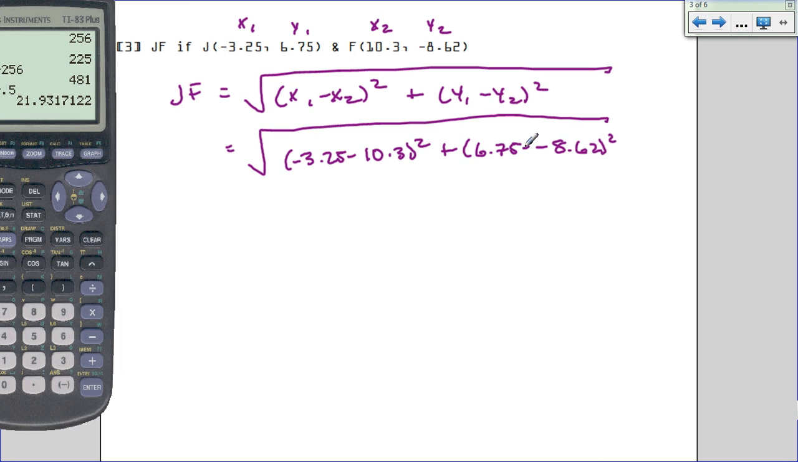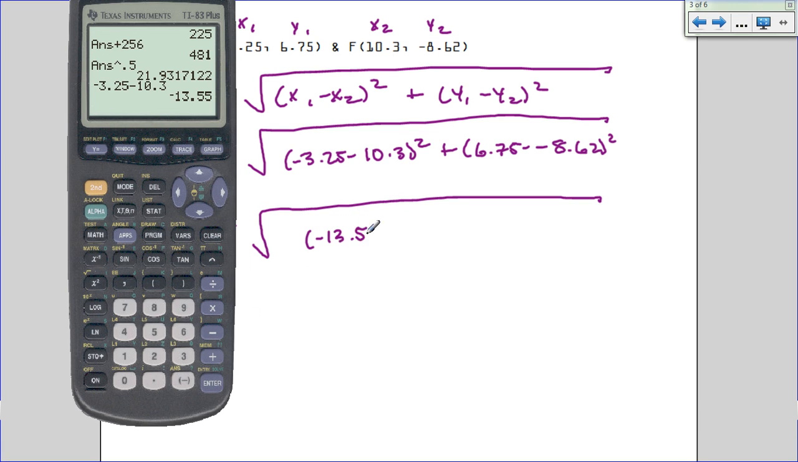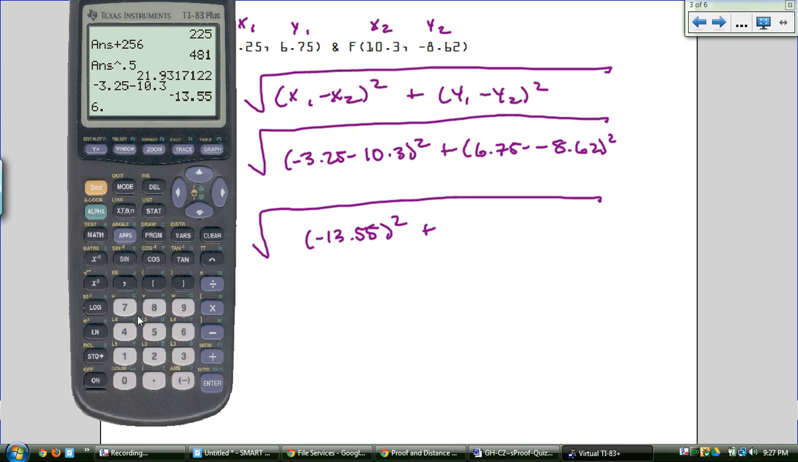Okay, so simplifying this, first we'll do the calculation in the parentheses. So negative 3.25, and we'll subtract off 10.3. That gives me a negative 13.55, and I'll be squaring in the next step. Here we have 6.75, and we're going to add, because two negatives make a positive, of course, 8.62. And that'll give me 15.37. Again, we're going to square it.